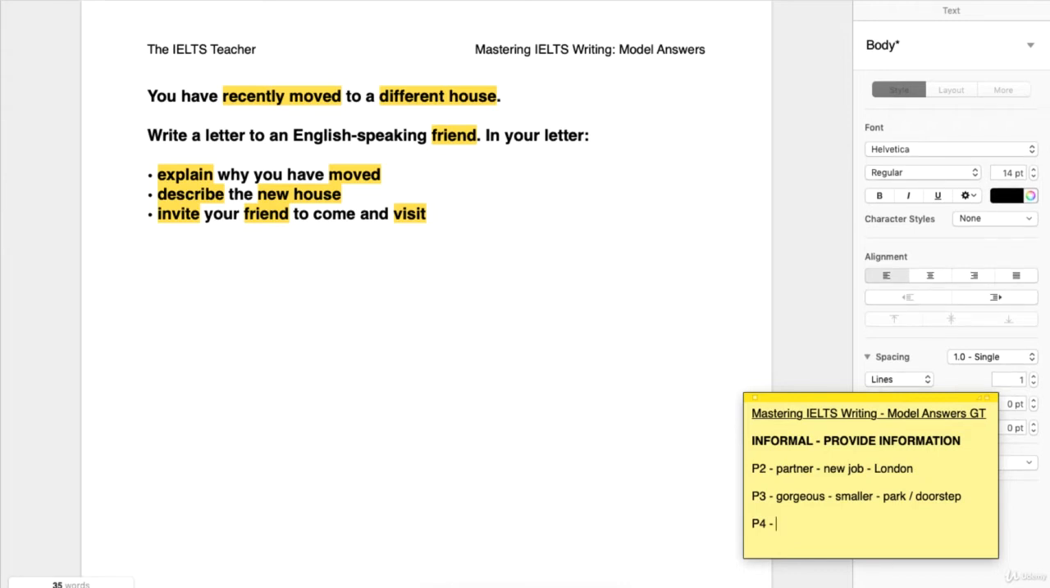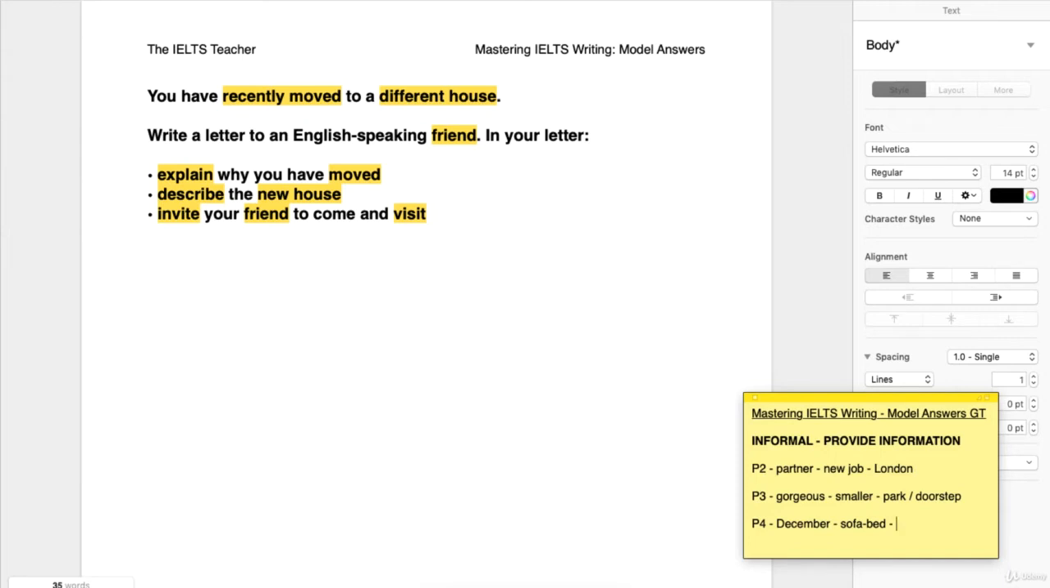Then we can move on to inviting the friend to come to visit. Let's give some pointers here. How about we come up with a date, or at least a month, let's say December. And then how can the person visiting us maybe link it to the house somehow? Let's say that there is a sofa bed in the living room. So we're linking it back to the main topic, which is the new house.